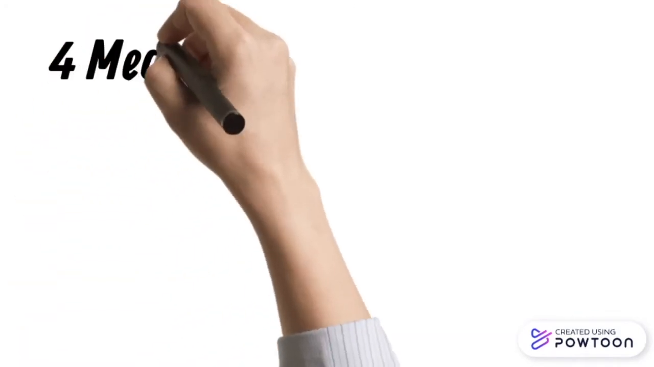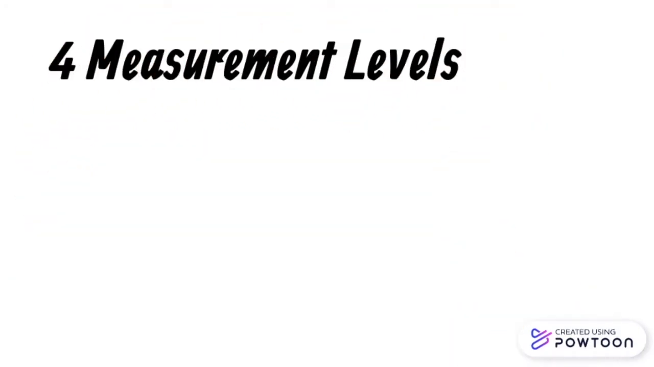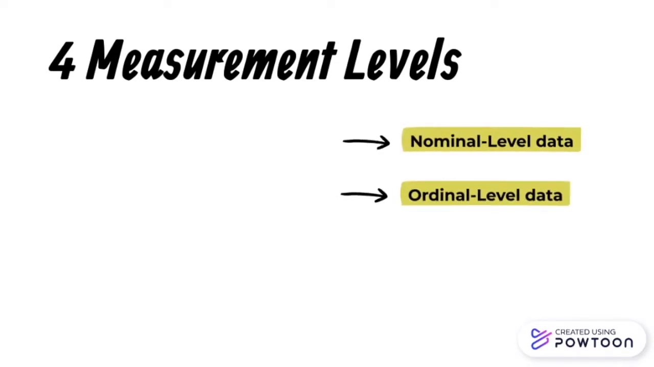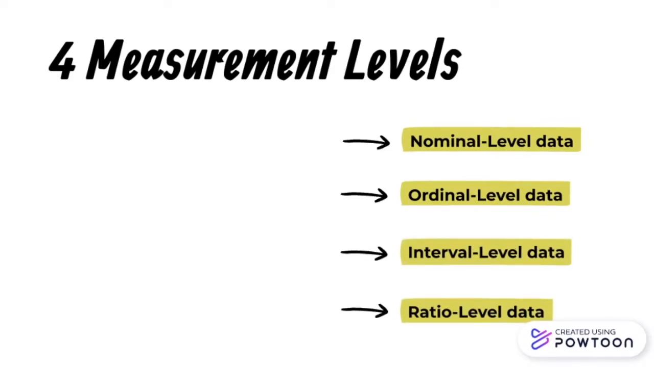The four measurement levels, in order from the lowest level of information to the highest level of information, are nominal level data, ordinal level data, interval level data, and ratio level data. These four levels are divided into two, where the nominal and ordinal level data are qualitative and the interval and ratio level data are quantitative.